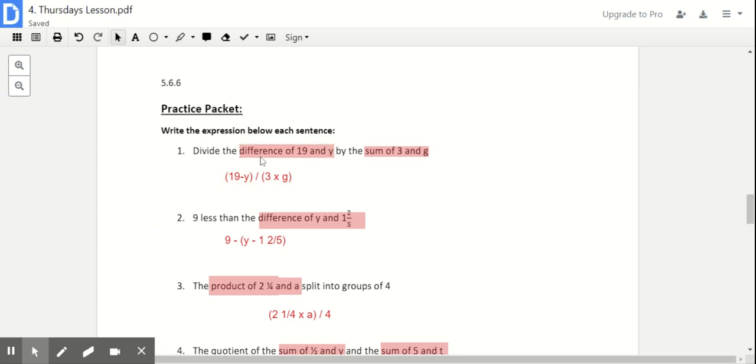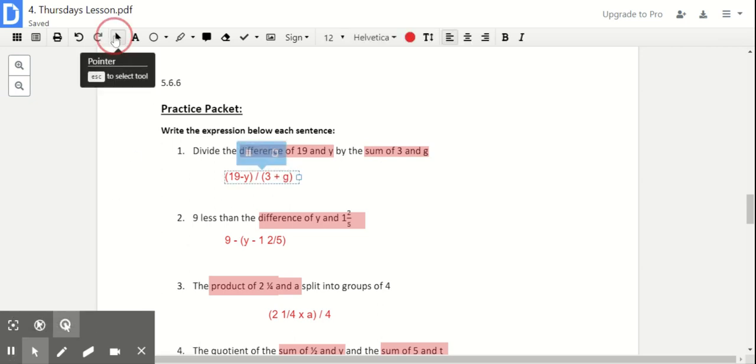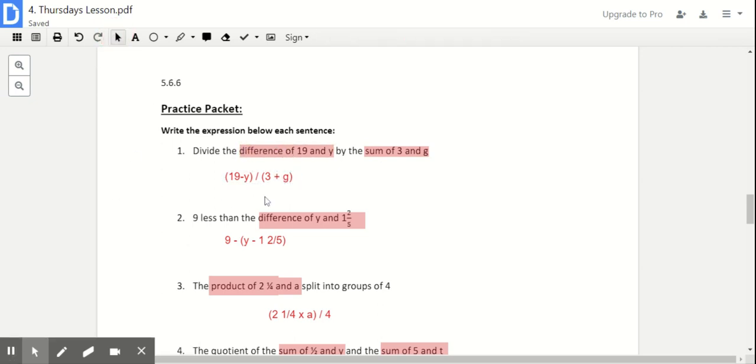Right, because it's saying difference. So I know that it should be 19 minus y, and then I'm dividing this first group by the second group, which is the sum of 3 and g. So it's the sum of 3 and g. And I know that I should be adding because adding and sum are the same thing. So this is my expression for number one. It should be 19 minus y in my first group divided by 3 plus g.